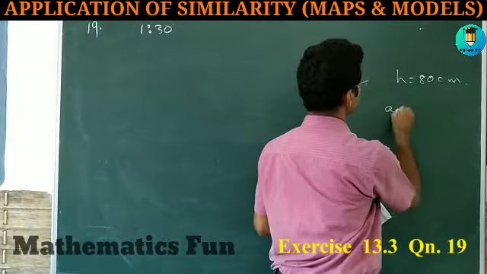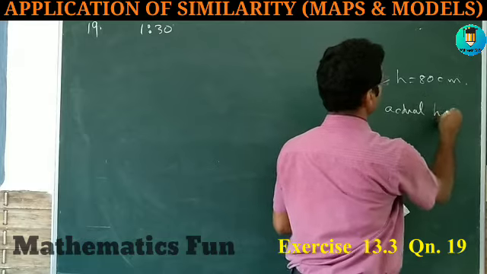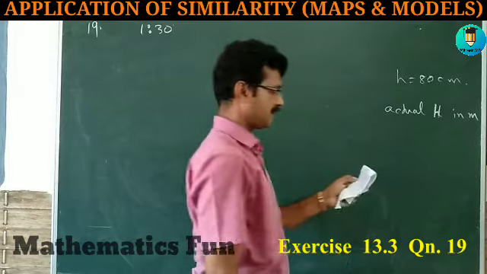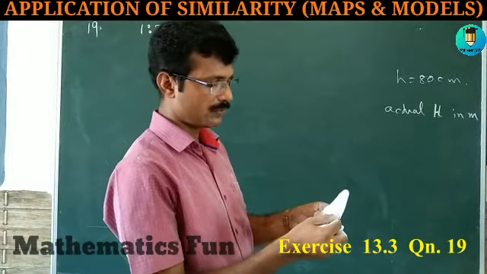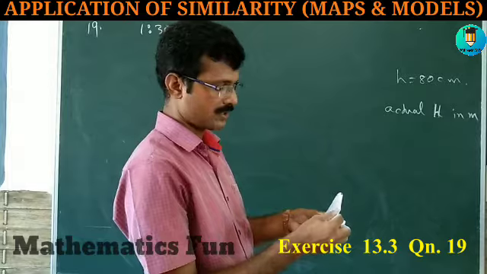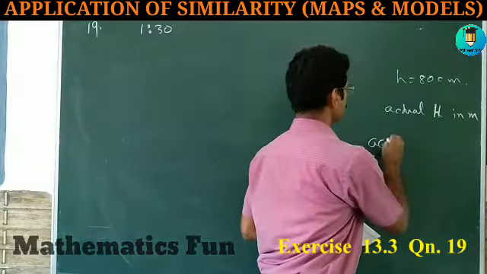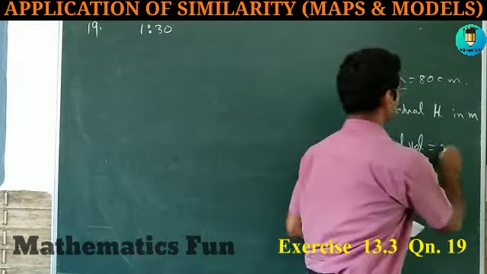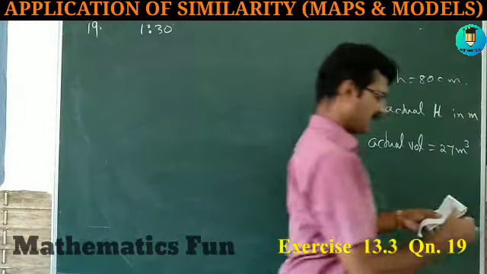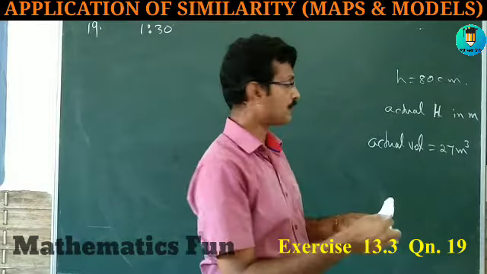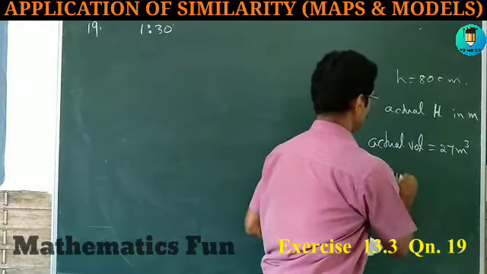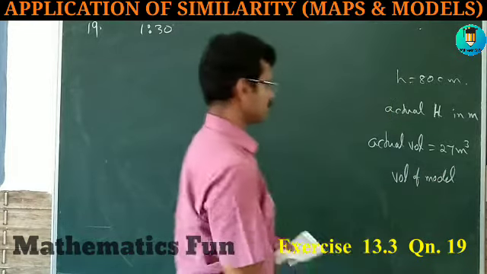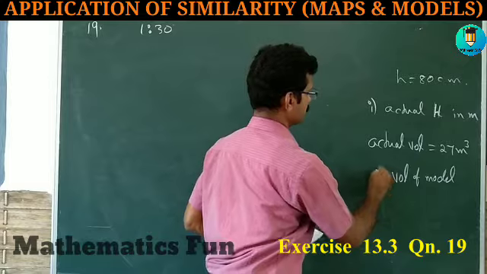Actual height we need in meter. And then the actual volume of the tank at the top of the building is given, actual volume is 27 meter cube. Then we have to find out the volume of the tank of the model. So volume of the model we need. So these two things we need.